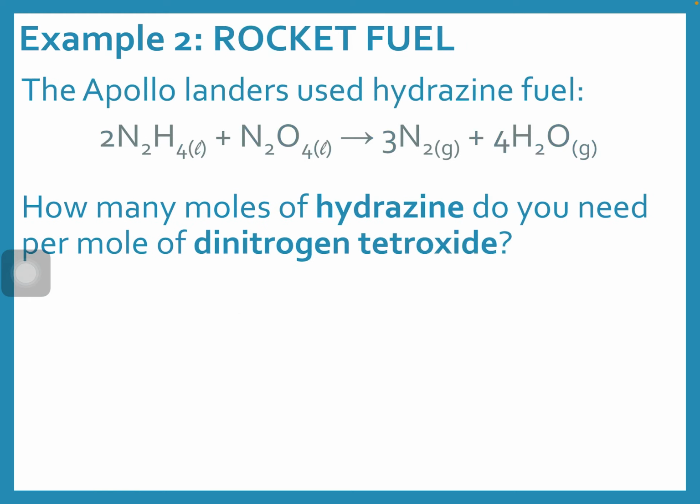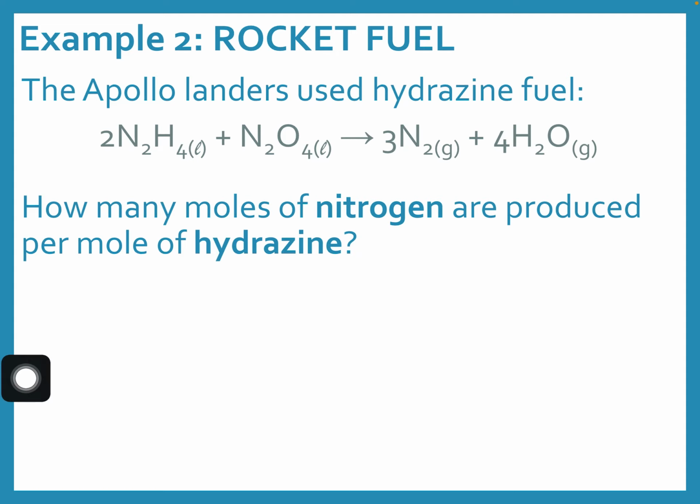So our next example, rocket fuel. Apollo landers used hydrazine, N2H4, as fuel. So 2 hydrazine will react with 1 dinitrogen tetroxide to produce 3 nitrogen and 4 water. So how many moles of hydrazine do you need per mole of dinitrogen tetroxide? In the balanced equation, I have 1 mole of dinitrogen tetroxide, so I need 2 moles of hydrazine per mole of dinitrogen tetroxide.